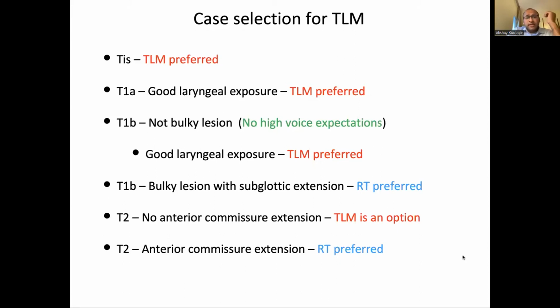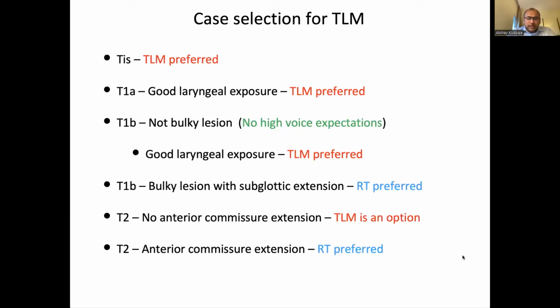For a lesion which is extending to the anterior commissure, that is T1B lesion, the lesions which are not bulky, if you have a discussion with the patient and the family, and if he doesn't have very high expectation with the voice post treatment, then again, laser can be a preferred option to be given to the patient. However, when there is an anterior commissure region which is bulky with subglottic extension, that is definitely not at all a candidate to choose for transoral laser surgery.